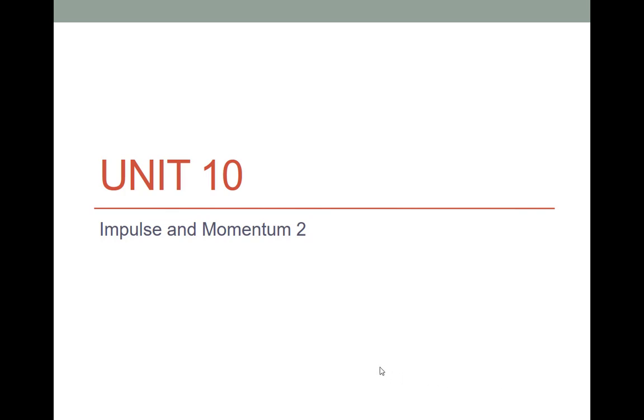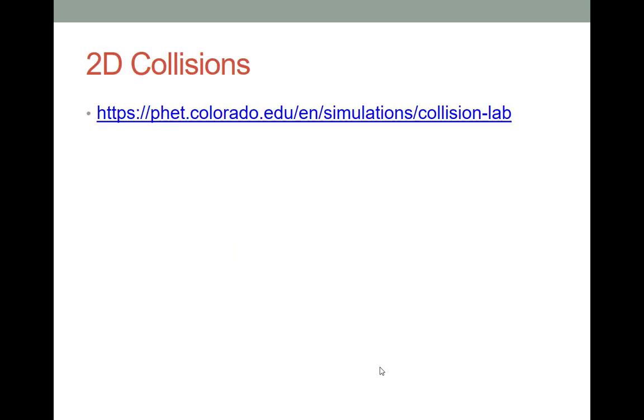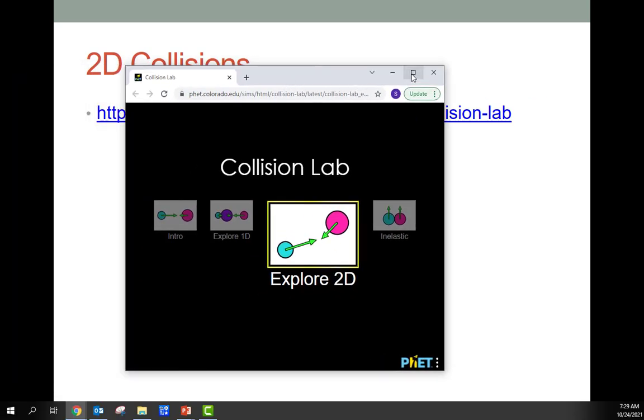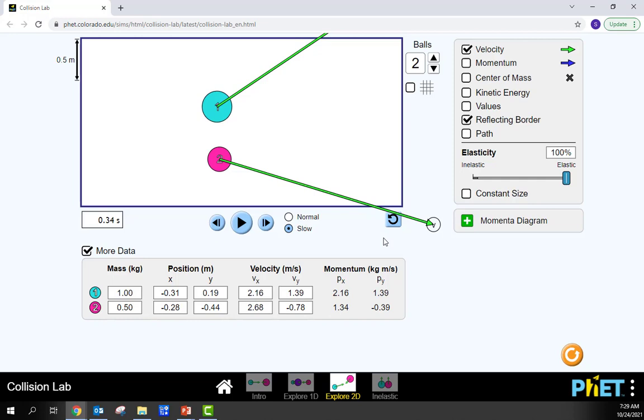In this second part of Unit 10, we are going to be looking at collisions in two dimensions. To start this investigation, we're going to begin by looking at the PhET simulation again. Here it is. This time, instead of looking at one-dimensional, we're going to go into Explore 2D.